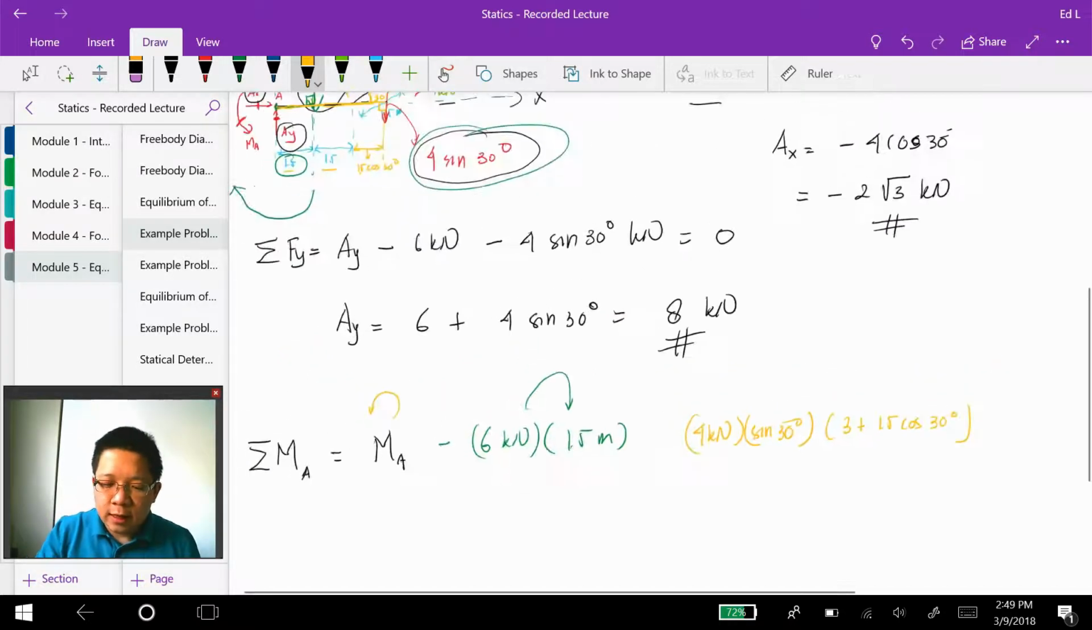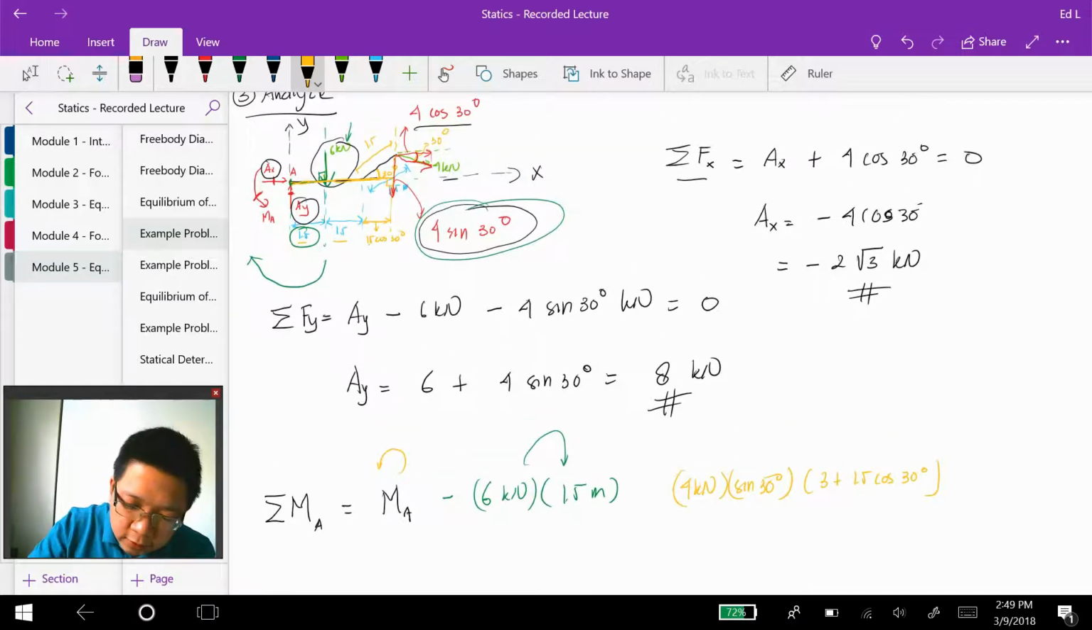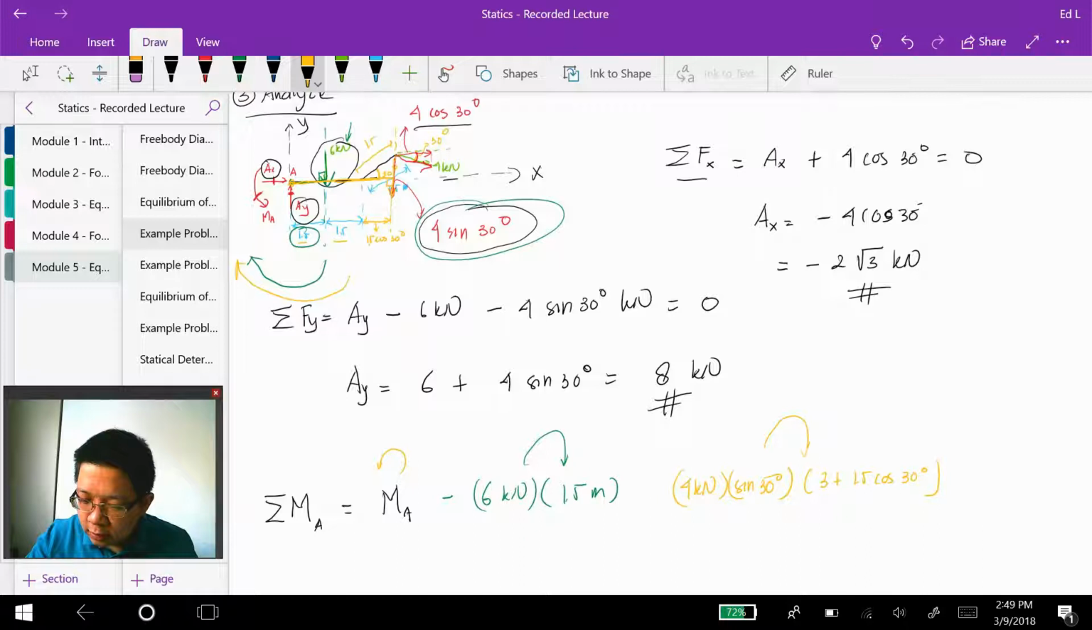Since the y component of the 4 kilonewton force is going down with respect to point A, it will cause a clockwise rotation as well, so it's going to have a negative sign.